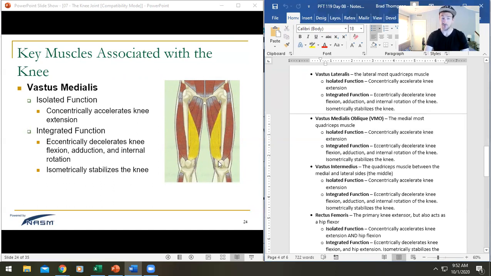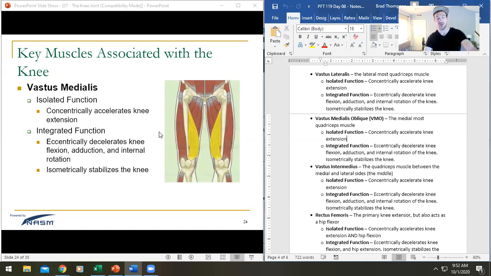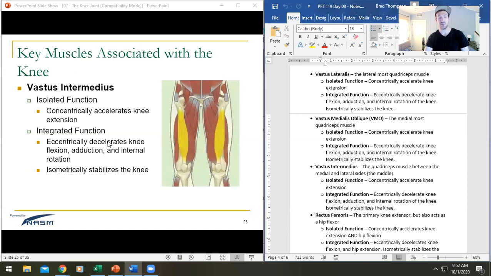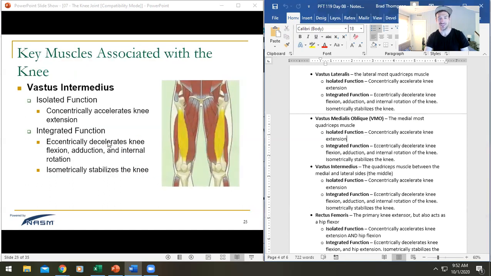So that's totally the same. Watch, I'm going to flip between the slides really quickly. Notice how the picture's changing, the name is changing, but all the writing is totally the same, right? No difference there. And then look at this, vastus intermedius. 1, 2, 3, they all do the same thing. So in terms of memorizing, you got a little vacation. That is going to be easy. So your middle quadricep muscle concentrically accelerates knee extension as well.